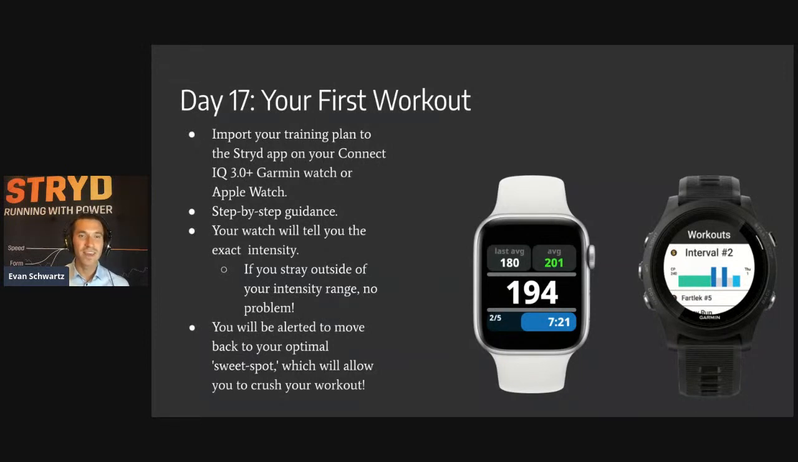Your watch tells you the exact intensity that you need to hit. And if you stray outside of your intensity range, there's no problem. You'll be alerted to move back into the optimal sweet spot during that workout, which allows you to run the workout to your best ability.